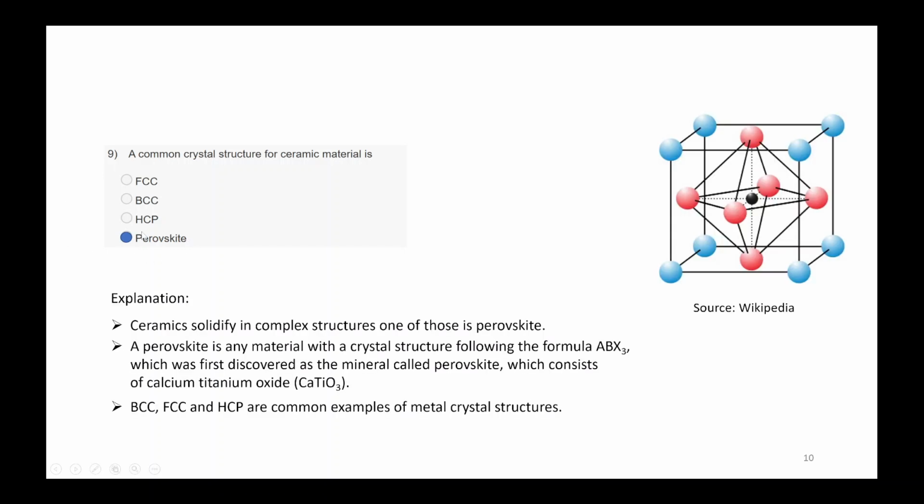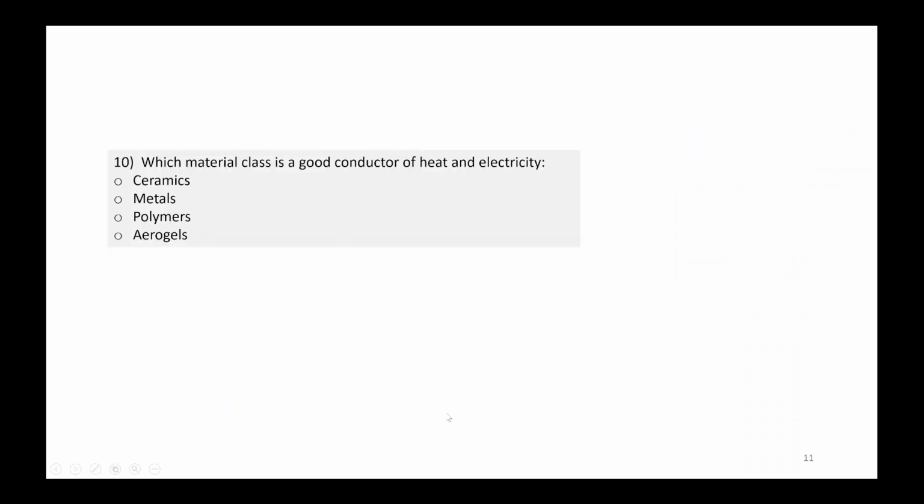A common crystal structure for ceramic materials is FCC, BCC, HCP, or perovskite. The answer will be perovskite. Now this is a complex structure for ceramics, of the form ABX3. BCC, FCC, HCP, these are some common examples for metal crystal structures.